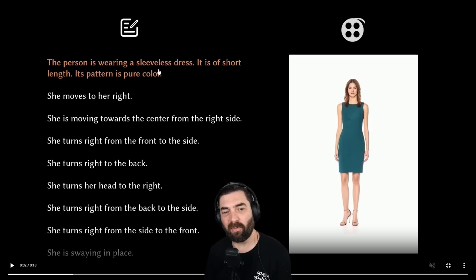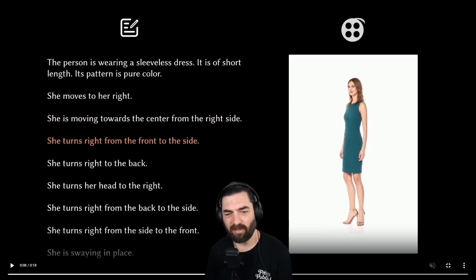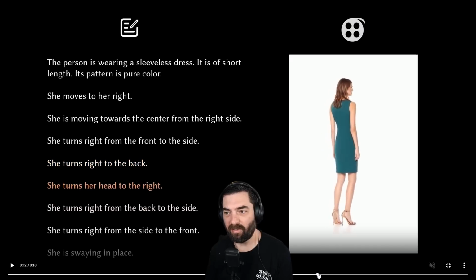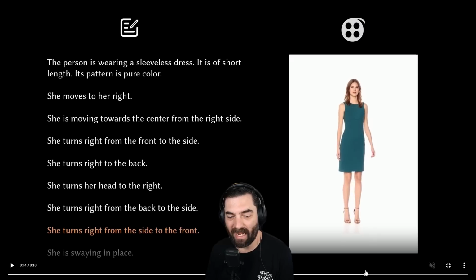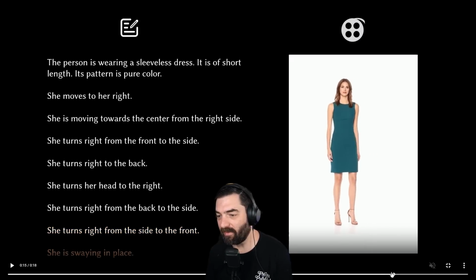Here's another one. This person is wearing a sleeveless dress. It is of short length. Its pattern is pure color. She moves to her right. She's moving towards the center from the right to the side. She turns right from the front to the side. She turns right to the back. She turns her head to the right. She turns right from the back to the side. She turns right from the side to the front. She is swaying in place, and you can see at the end she's kind of swaying in place.